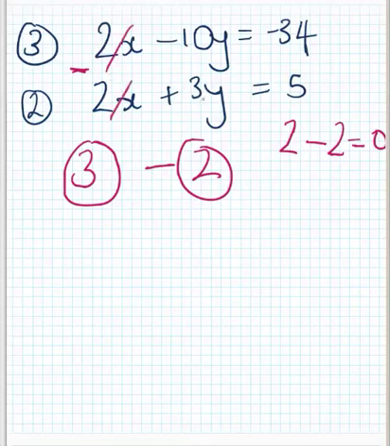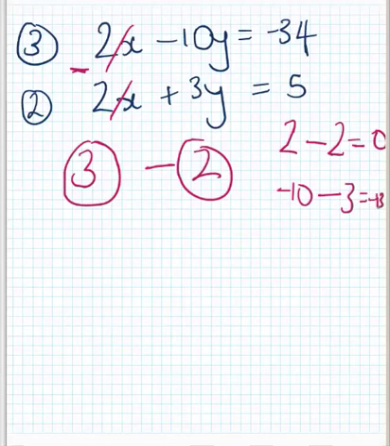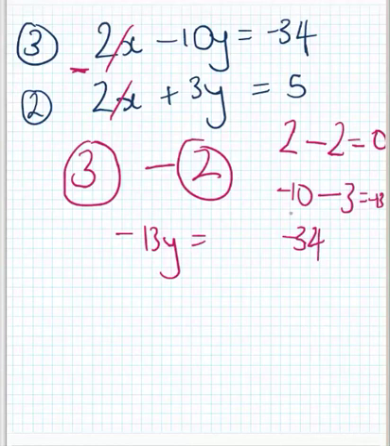Now, this is where you've got to be careful. Minus 10y minus, or take away, a positive 3 equals negative 13y. So I've got negative 13y equals, now once again, minus 34, do a test. So minus 34 minus a positive 5, okay? This will equal minus 39. Just be careful with your negatives.